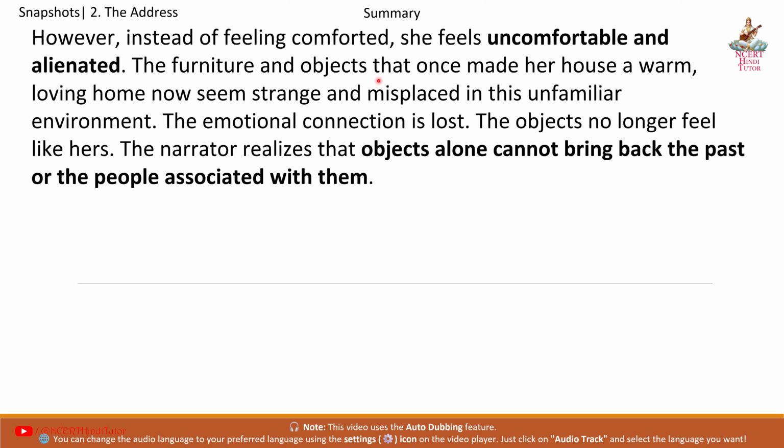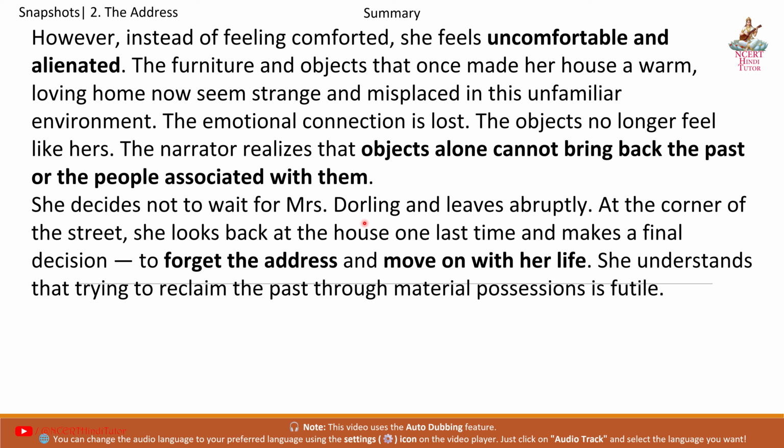The furniture and objects that once made her house a warm, loving home now seem strange and misplaced in this unfamiliar environment. The emotional connection is lost. The objects no longer feel like hers. The narrator realizes that objects alone cannot bring back the past or the people associated with them. She decides not to wait for Mrs. Darling and leaves abruptly. At the corner of the street, she looks back at the house one last time and makes a final decision to forget the address and move on with her life. She understands that trying to reclaim the past through material possessions is futile.